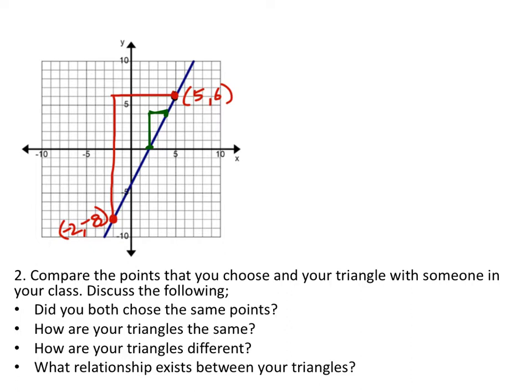But how are the triangles the same? I mean, they're both right triangles. And they're both drawn from the same line, that blue line right there. How are they different? One's bigger than the other. In fact, we could say that one is a dilation of the other. So that gives us the relationship that exists between the triangles.